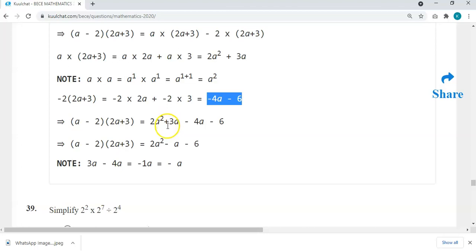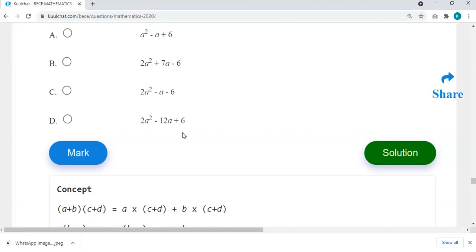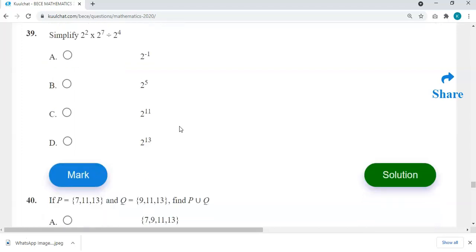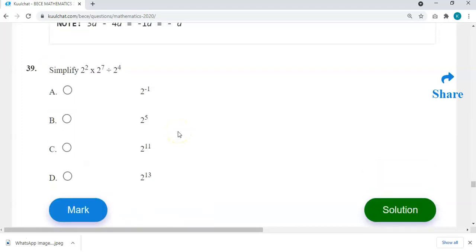Now we need to simplify. We only have one squared term, so we have 2a squared. Now 3a minus 4a: the negative is more than the positive, so you get negative 1a, which is the same as negative a, then negative 6. So the answer is going to be 2a squared minus a minus 6. Okay, 2a squared minus a minus 6. So that's now question number 39. So here, the law of indices.